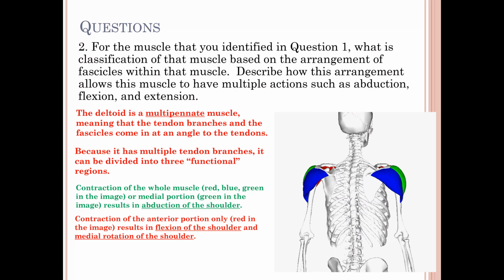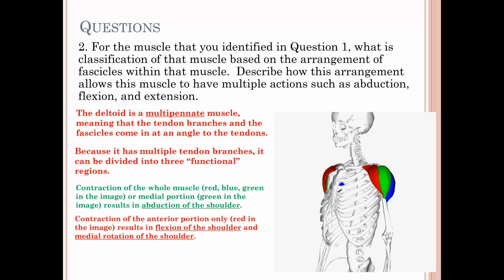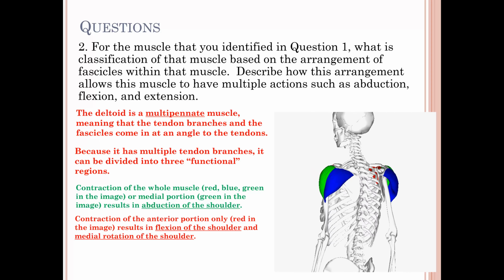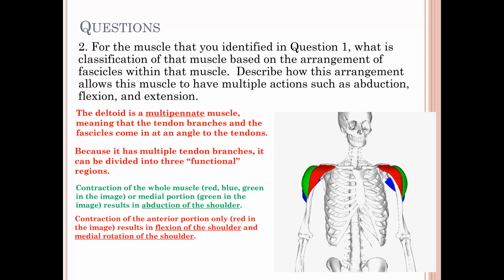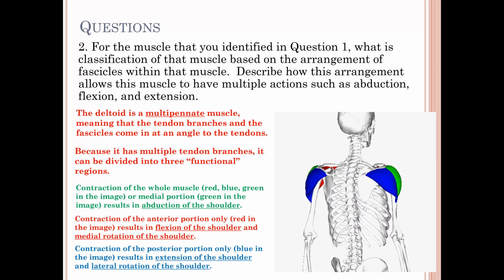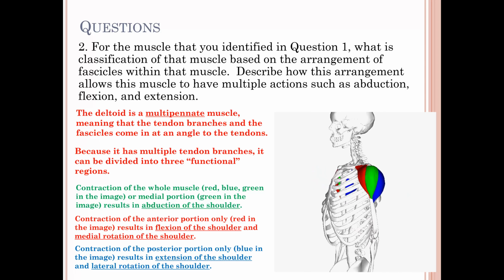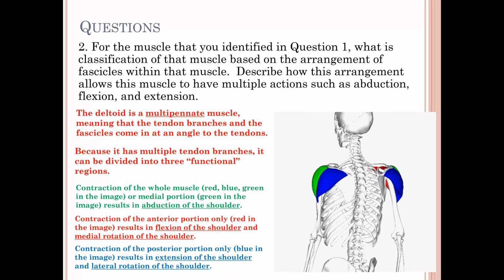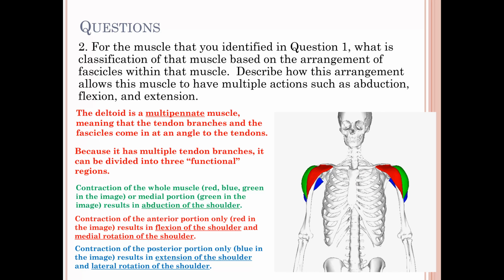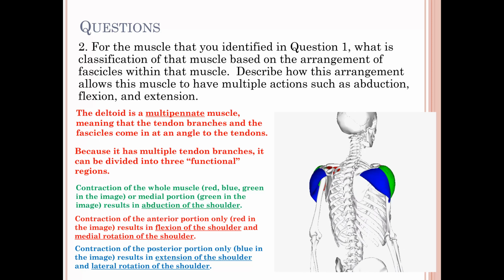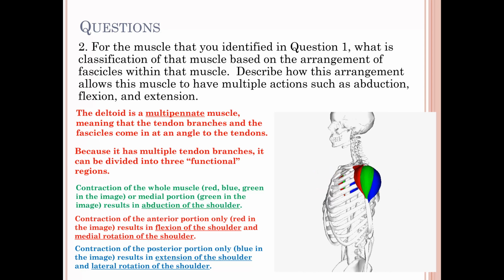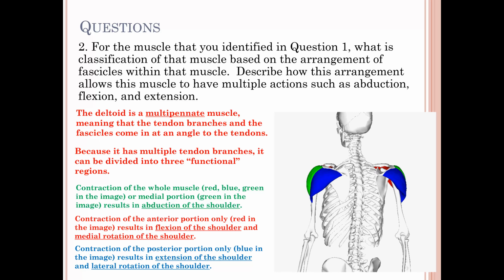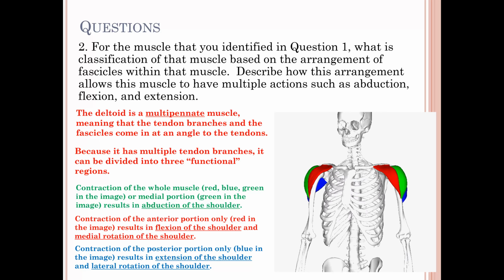If you only contracted the anterior portion shown as the red part in this image, you would get flexion of the shoulder and medial rotation of the shoulder. And if you contracted only the posterior portion of the deltoid shown as blue in this image, you would get extension of the shoulder and lateral rotation of the shoulder. So the fact that this muscle has 3 different tendon branches is what allows you to have this wide variety of movement at the same joint.